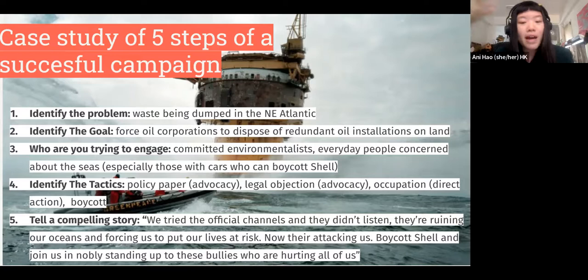And so the amount of tactics that you can use can sort of be endless. Here they had some, I would say, quite traditional tactics associated with campaigning. This campaign was also, I think, like 10 years ago. Policy paper, advocacy, legal objection, advocacy. This is also kind of being known as strategic litigation today.